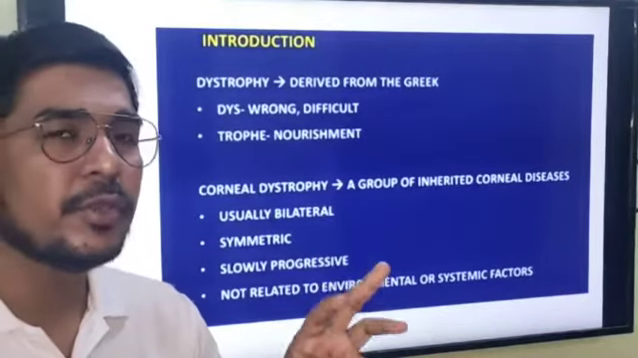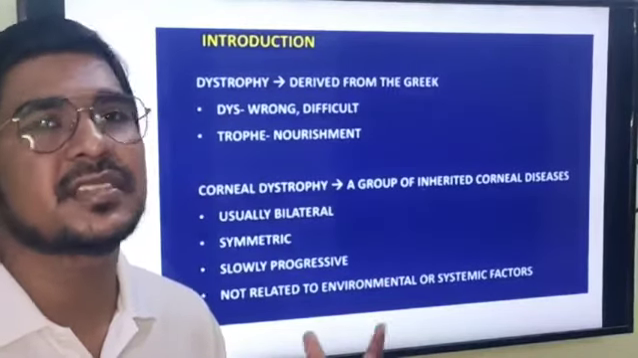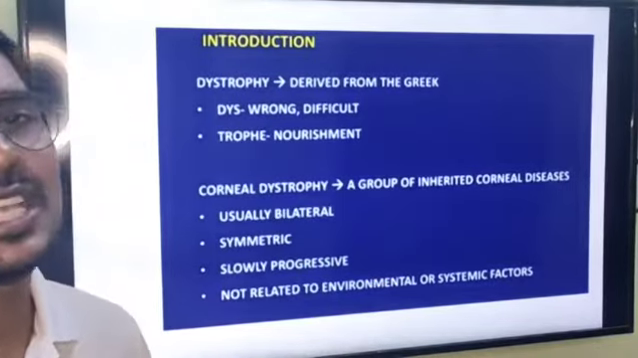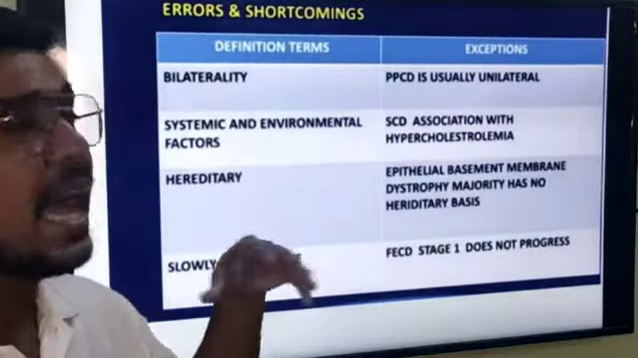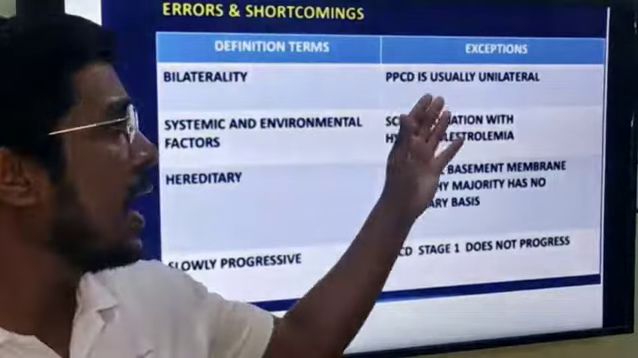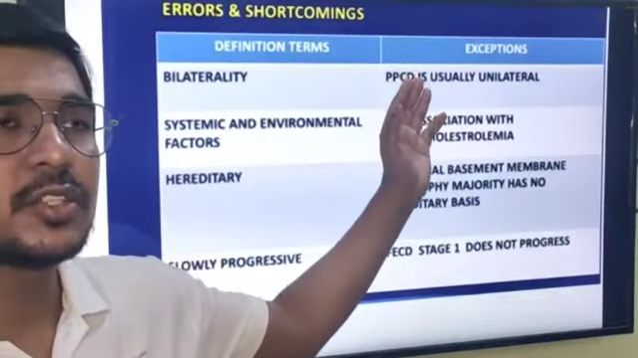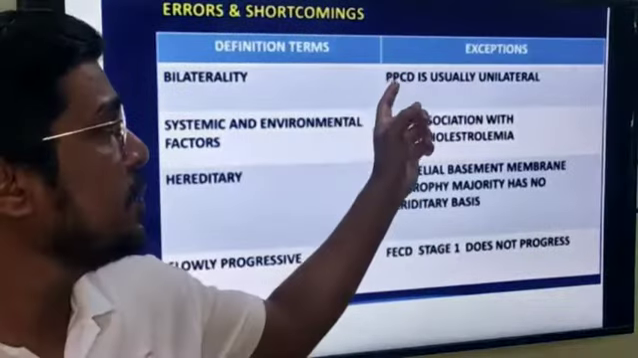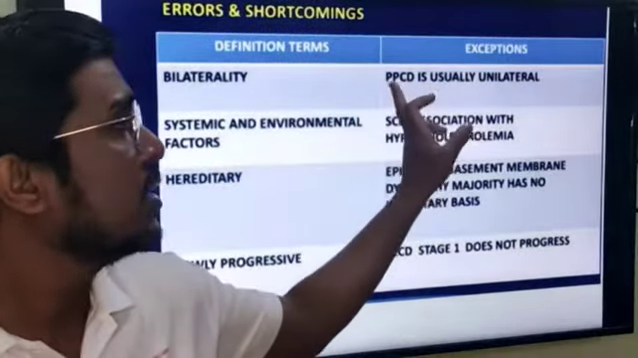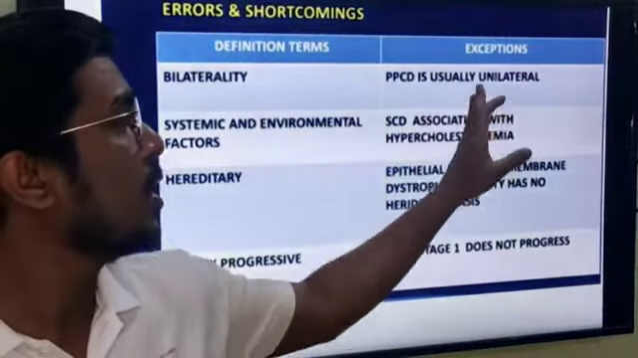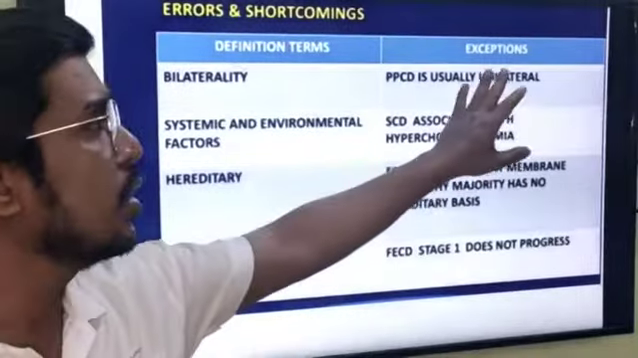But there are a few exceptions. Biology is a science of exceptions, medicine is a science of exceptions, so you have exceptions everywhere. Let's see some exceptions. The first is bilaterality. I have told you it is bilateral, but there is one endothelial dystrophy called PPCD, posterior polymorphous corneal dystrophy, which is usually unilateral. It may be bilateral, but it is usually unilateral, so it is an exception.